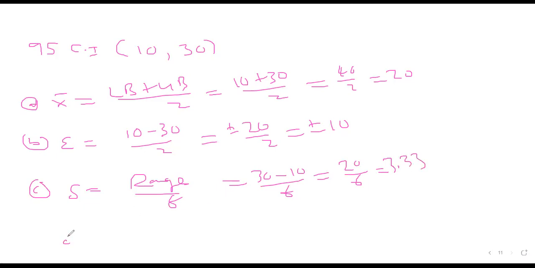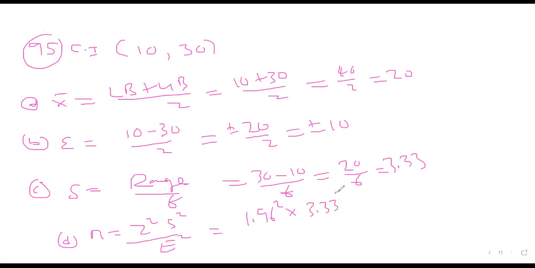And finally, they can ask you to find what? The sample size n. So n is given by what? Z squared times the standard deviation squared, over error squared. What is our Z at 95%? 1.96. What is our standard deviation? We've just calculated 3.33. Then our error, we calculated it, so it's 10. Then you can get your answer there.